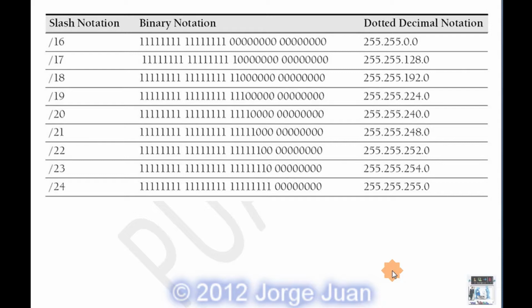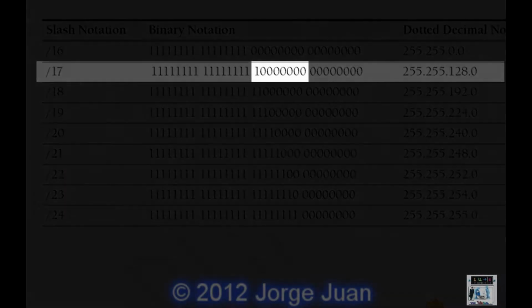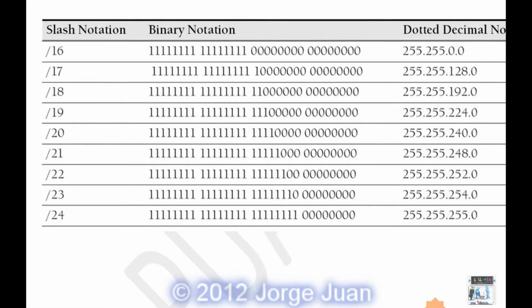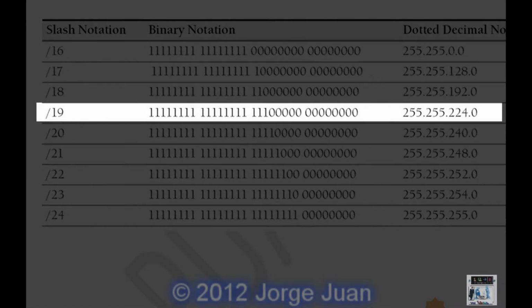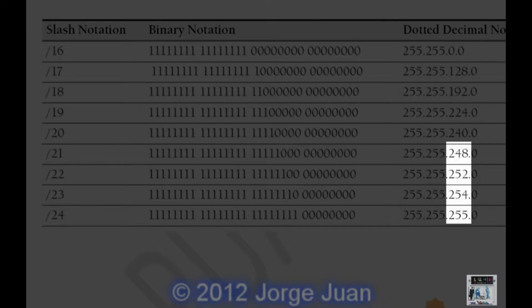So as you can see here, this is for /16, and the first 2 octets of ones is 255, 255. Now /17 takes the first bit of the next octet, and that number is 255, 255.128. The second number, the third octet, is 192. The /19 number, the third octet, is .224, and /20 is .240, and then 248, 252, 254, and 255.